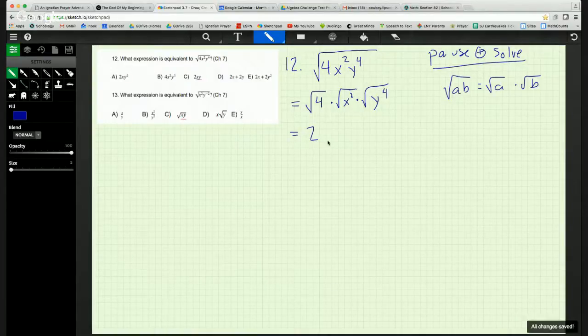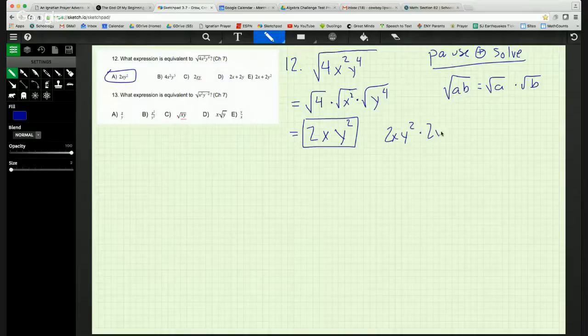The square root of x squared is x, because it asks what times what is x squared, x. And the square root of y to the 4th is y squared, because y squared times y squared is y to the 4th. Bam. A is my answer. And the way you can check it, if you really want to, is you can just say, well, 2xy squared times 2xy squared equals 4x squared y to the 4th. And that's what's inside here, right? That's what the definition of square root means. It means what times what is going to give me the thing inside it. We followed our rules of simplification. Bam.